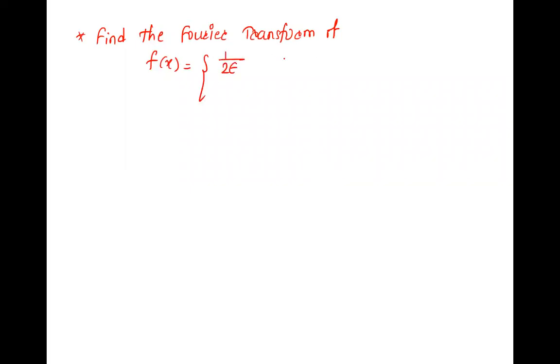Find the Fourier transform of f of x is equal to 1 upon 2 epsilon, where mod x is less than or equal to epsilon, and 0 when mod x is greater than epsilon. The function is given to you and you have to find its Fourier transform.